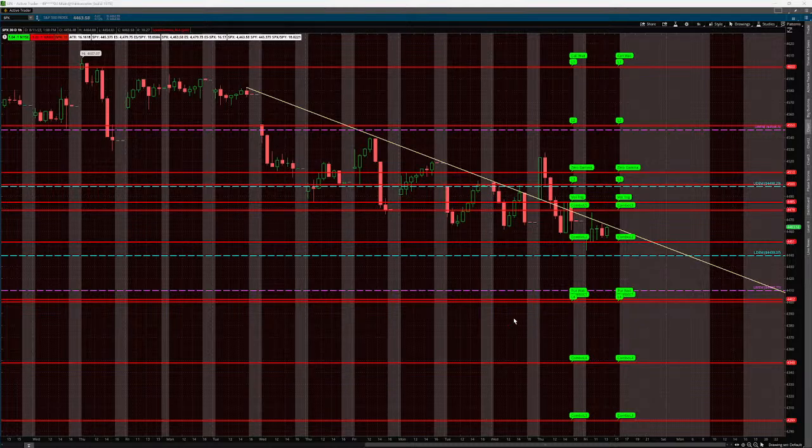First of all, the dashed purple lines are showing the lower and upper weekly expected move.